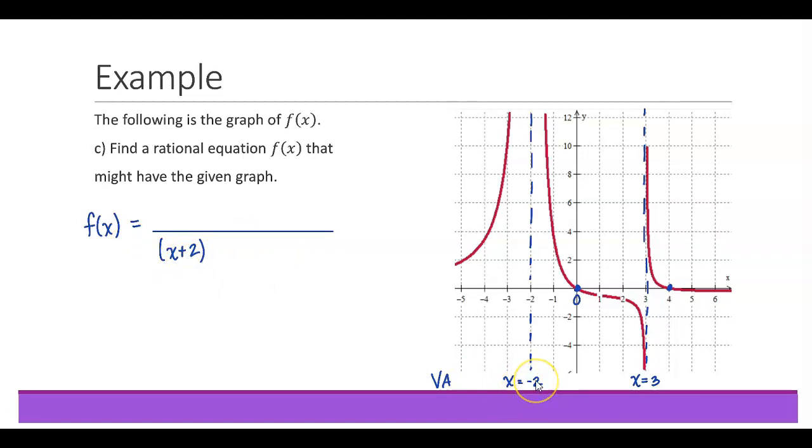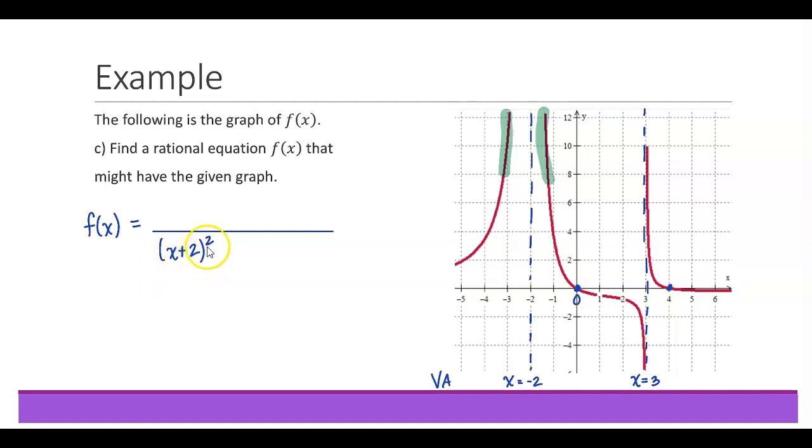And then the question is, is this factor only going to be repeated once and have a multiplicity of 1, or have a multiplicity of 2? That depends on the behavior near the asymptote. Since near x equals -2, both the left side and the right side of the graph are heading up towards the same infinity, that means I have a multiplicity of 2.